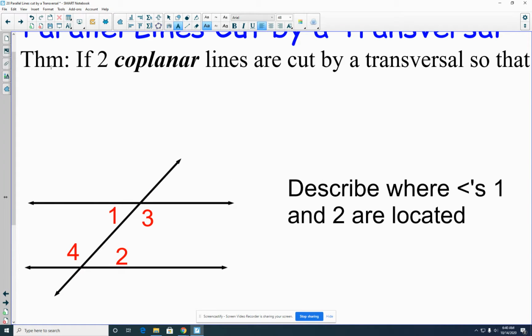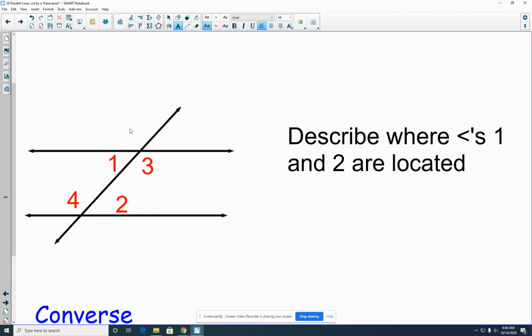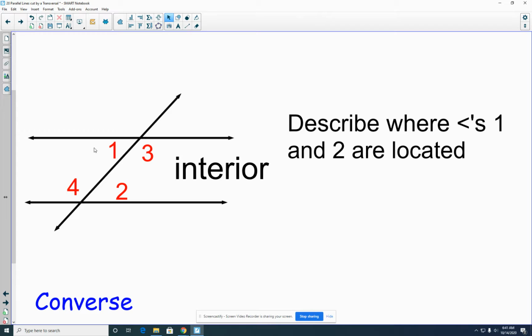There's a theorem. Based on parallel lines cut by a transversal, there's something that was proven. It's known as a theorem. So to discuss this theorem, we're first going to describe where angles 1 and 2 are located. We just said we have interior and exterior. So 1 and 2 are definitely interior, right? I think we would all say they're inside the parallel lines. They're inside the lines right now. Now, 1 is on the left, and 2 is on the right.